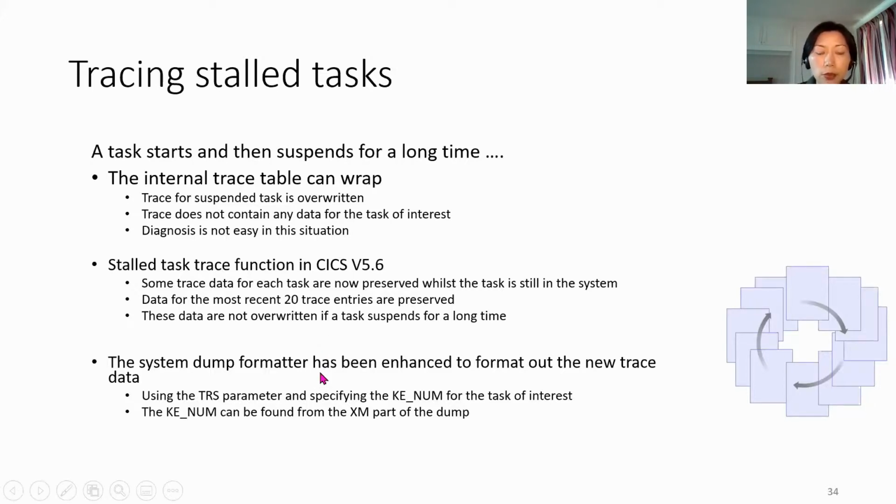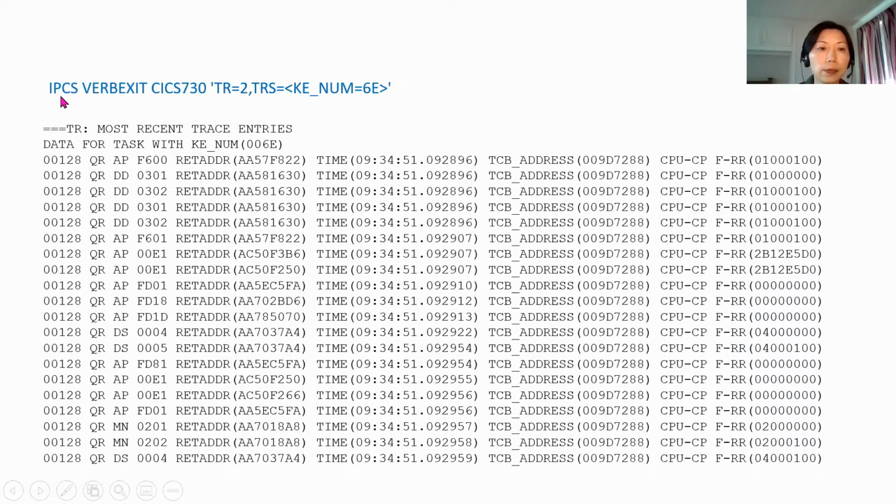Then the system dump formatter will be able to format out those new trace data. So in the next slide, you can see you'll be able to use TR=2 and TRS=KE_NUM, which is kernel number. 6E is a hex representation of the task number. So here it shows a formatted out trace entry for that particular task.